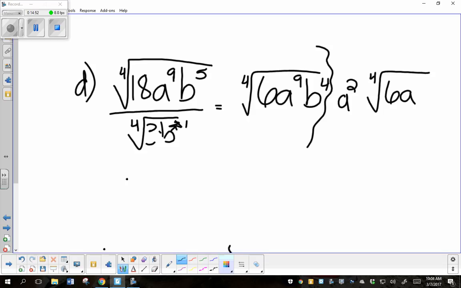And then what's b to the 4th? What's the 4th root of that? b, and he's outside, right? One group of b's got to come outside. So it's a squared b times the fourth root of 6a. That's our answer. So these get complicated.